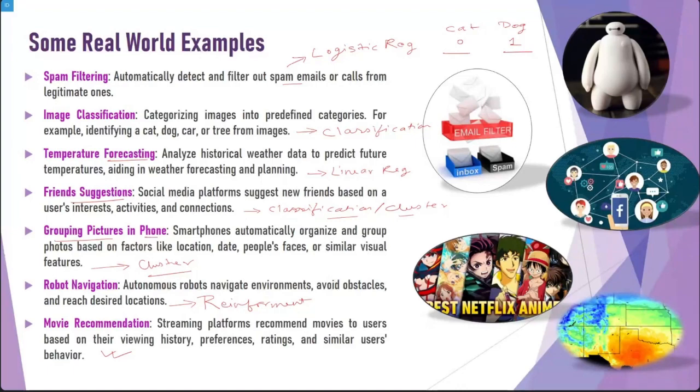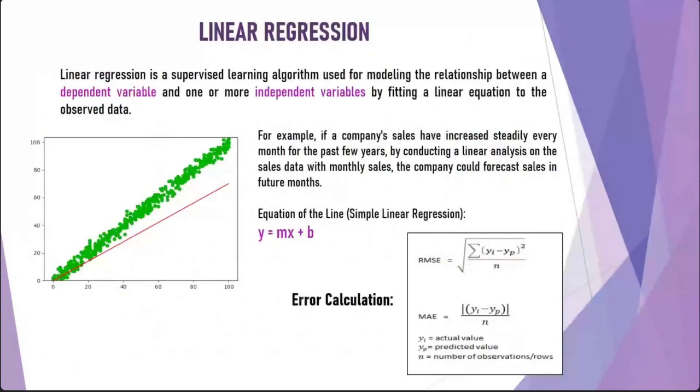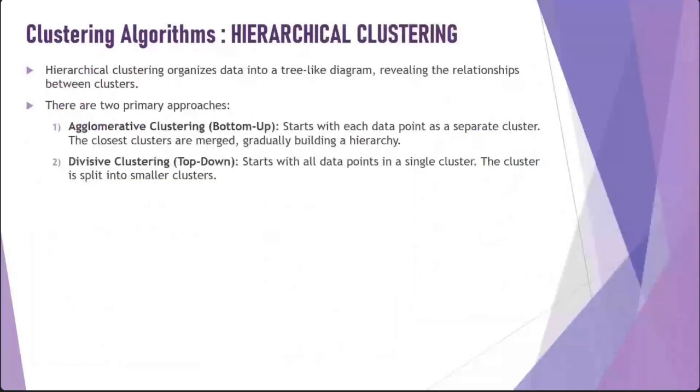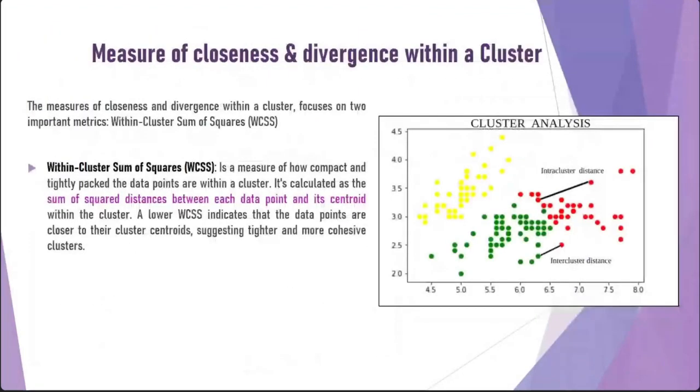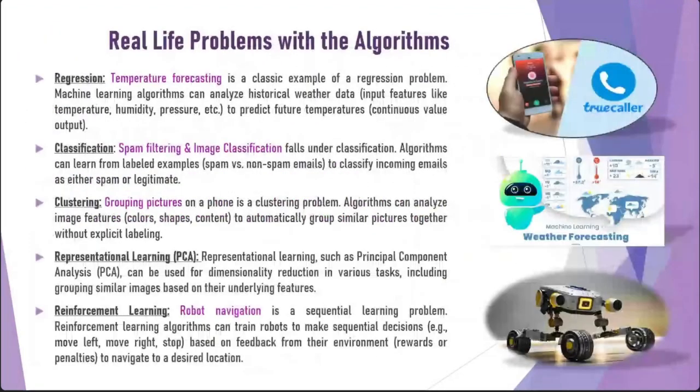Fine. So let's see if our answers were correct. Temperature forecasting, regression. Spam filtering and image classification come under classification. Grouping pictures comes under clustering. Robot navigation comes under reinforcement learning. PCA is another kind of unsupervised learning. We have not learned about it today.